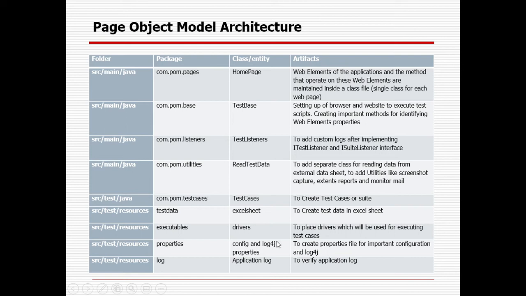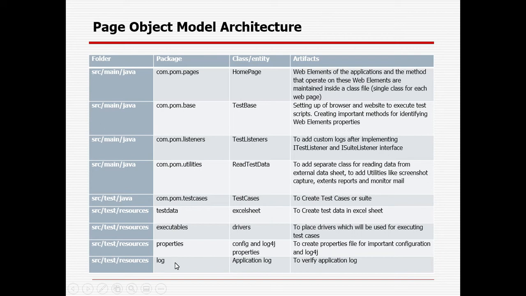And then the properties file. This is useful for config and log4j properties. In the properties package, we will create some folders called config and log4j. In the config file we will place the important configuration, like the URL, implicit timeout, or the browser in which you need to perform the operation. We will place everything in the config.properties file. And also we will create a log4j properties file, in case we want to generate log4j logs, so we are creating separate files in the properties package.